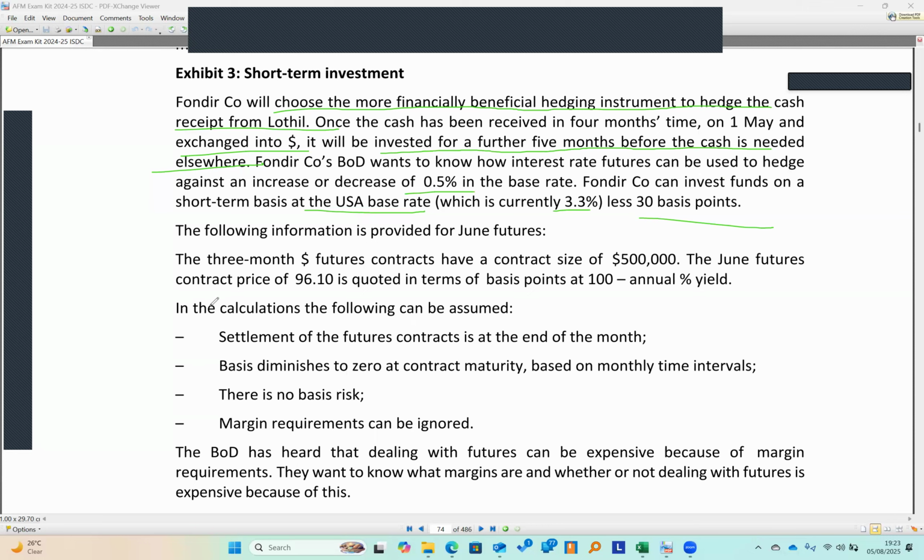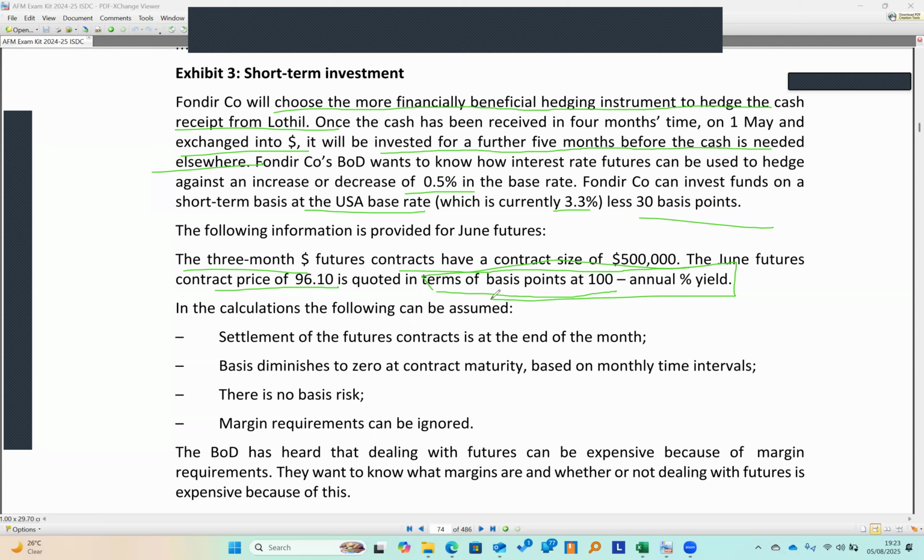This is what they have given us about those futures. The 3 month dollar futures contracts have a contract size of 500,000. The June futures contract price is 96, quoted in terms of 100 minus the annual yield. This is how they normally quote the futures price.